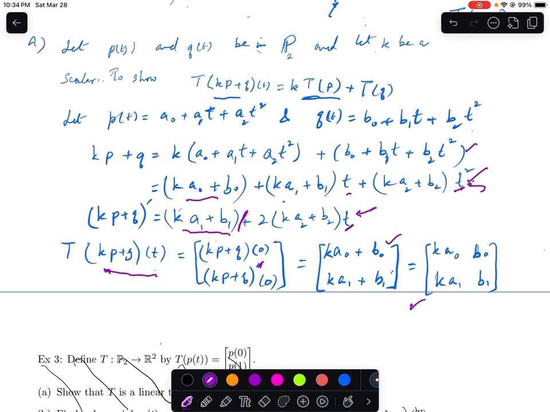So I can write this as the vector with k a0 and k a1, plus the vector with b0 and b1. I can write it like this, as one vector plus another vector, or I can just leave it as it is.